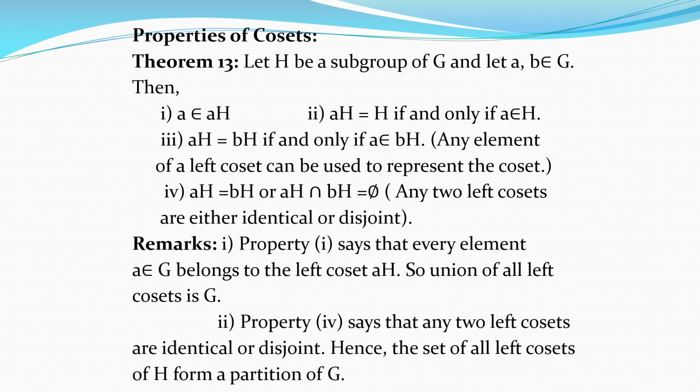Now these are properties of cosets. Let H be a subgroup of G, and A and B are elements of G. Then A belongs to AH. That means the element A is present in the left coset AH. Then AH equals H if and only if A is an element of H. Third, AH equals BH, that means these two left cosets are equal, if and only if A is an element of BH. Then fourth is very important: AH equals BH or AH intersection BH is phi, that is, any two left cosets of H in G are either identical, meaning they are exactly the same, or disjoint, meaning nothing is common.